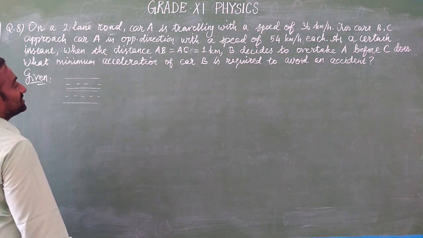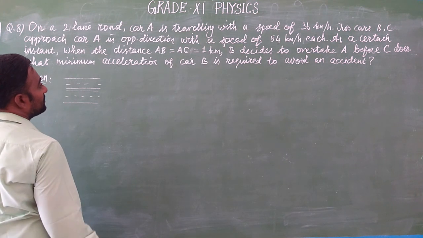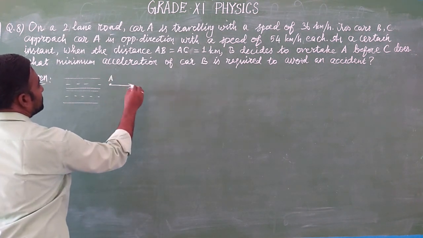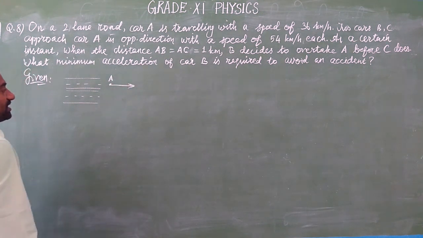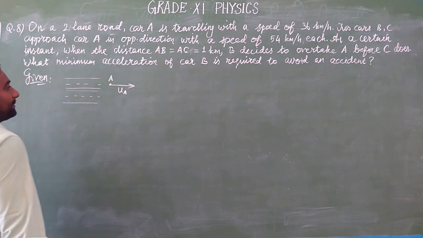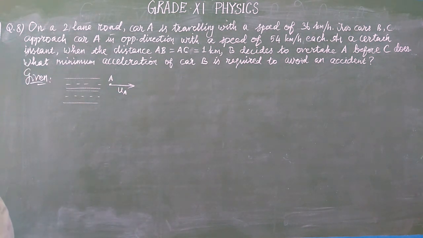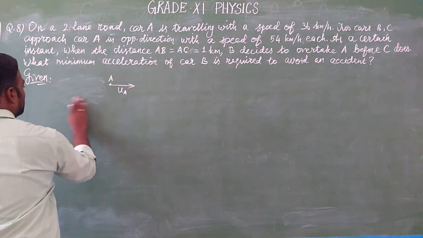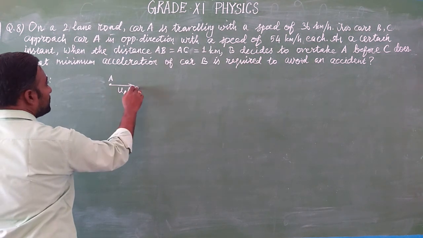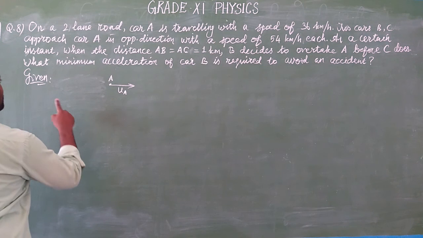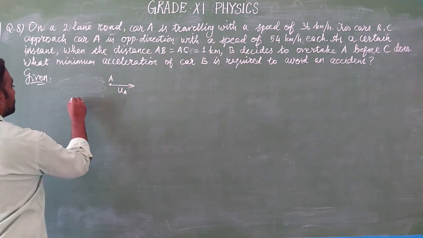Okay. On a two-lane road, car A is traveling with a speed of 36 km per hour. So the initial velocity of car A is given. Two cars, B and C, approach car A in opposite directions.